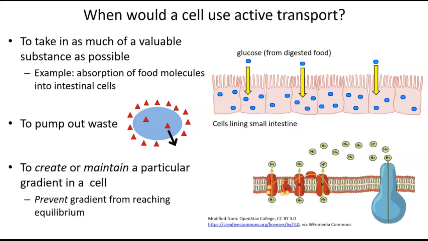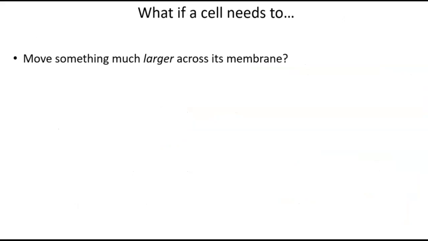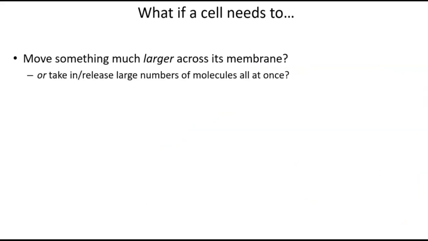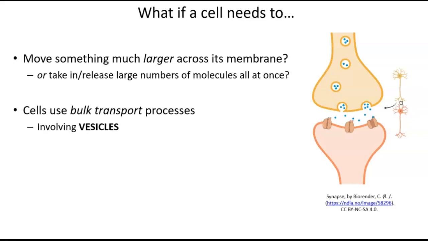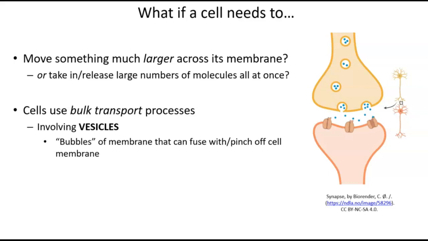So all of those involve individual molecules moving across cell membranes. But what if a cell needs to move something larger across its membrane, or if it needs to take in or release large numbers of molecules all at once, rather than just letting them flow through one at a time? For example, what if a cell needs to release really large quantities of neurotransmitter molecules very, very quickly? For these purposes, cells would use what's known as bulk transport processes, and these involve vesicles, which are just small bubbles of membrane that can fuse with or pinch off of the cell membrane.